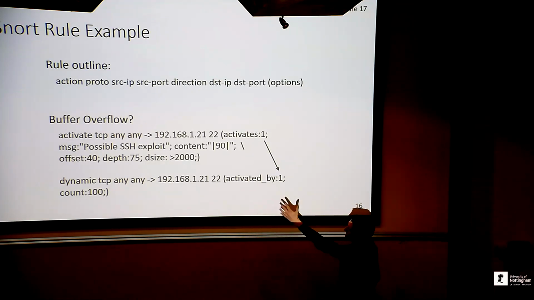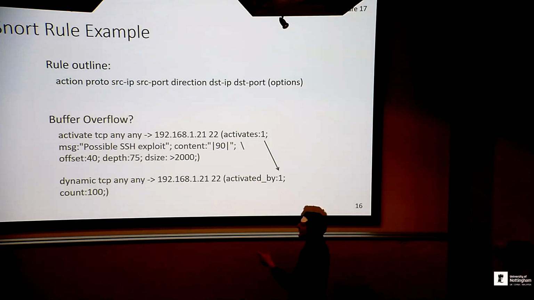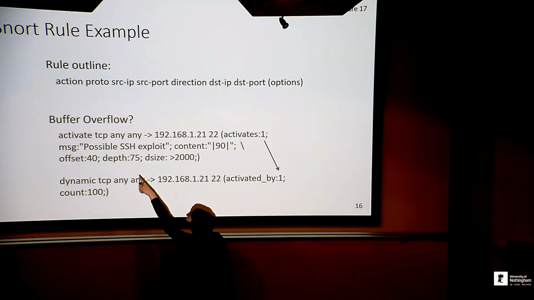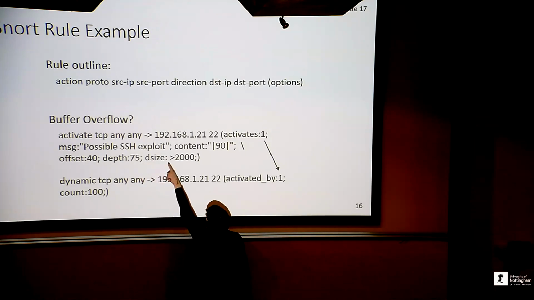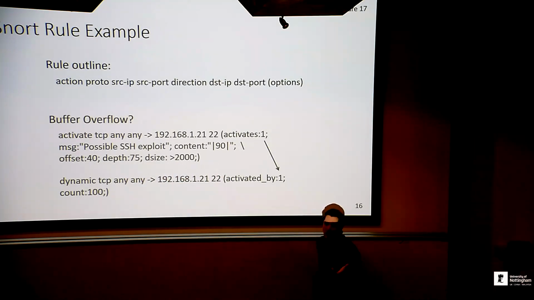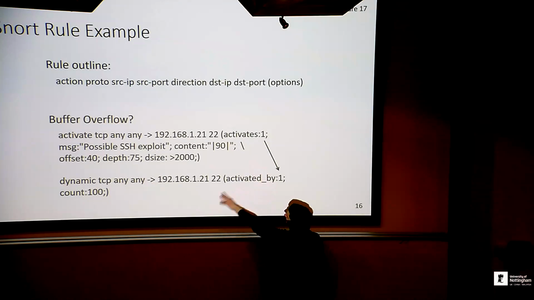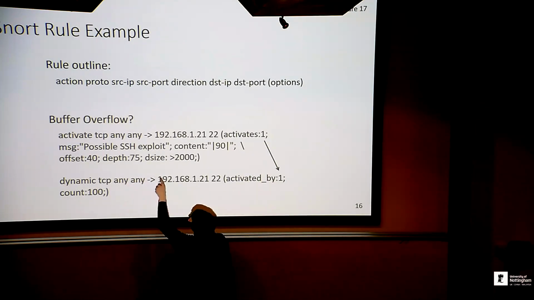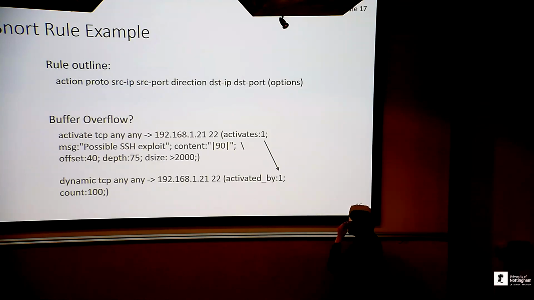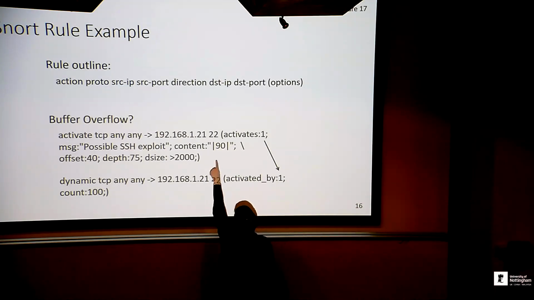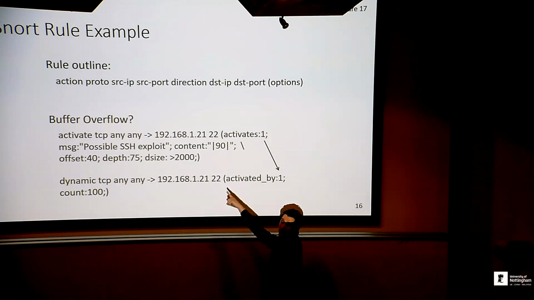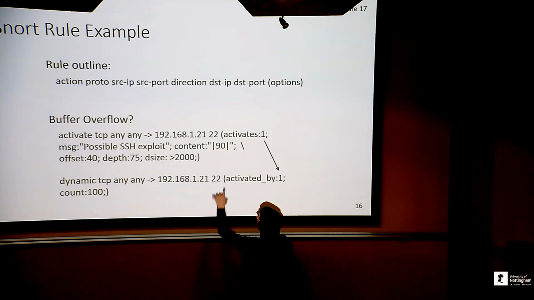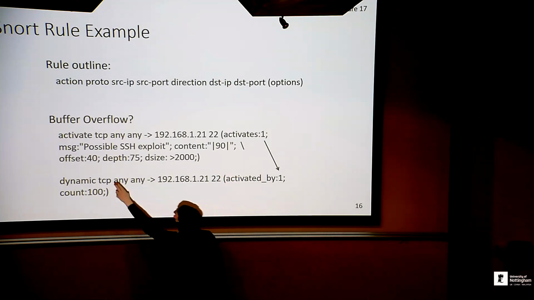So this is a kind of pretend thing that checks for buffer overflow. We're going to activate this rule on any TCP packet that comes in from anywhere coming into 121, which hypothetically is my SSH server, because on port 22. It's going to activate this rule, and it's going to flag a message to the admin of possible SSH exploit. And what it's looking for is any content where the byte is equal to 90, \x90. Does anyone remember what that is? It's the Intel no operation instruction. So if it finds any 90s, it thinks that's suspicious, starting from byte 40 up to about 75 more bytes, but the packet's also got to be big.